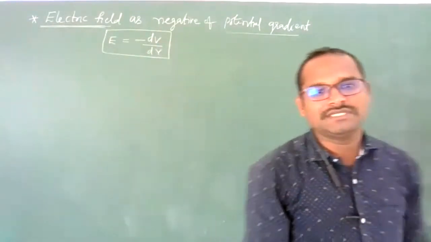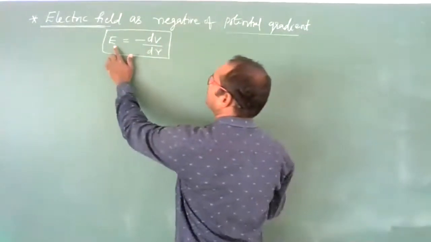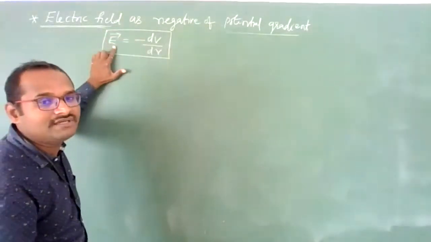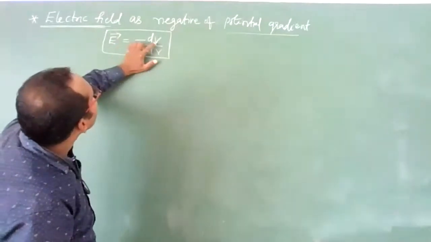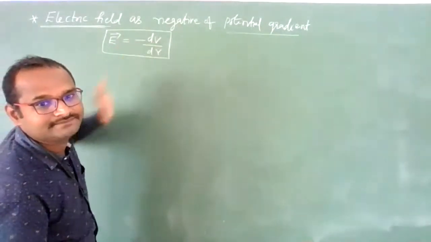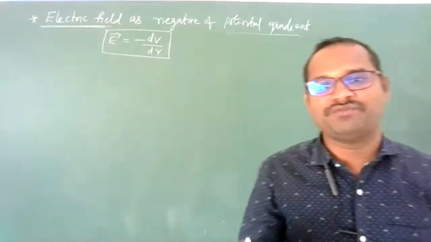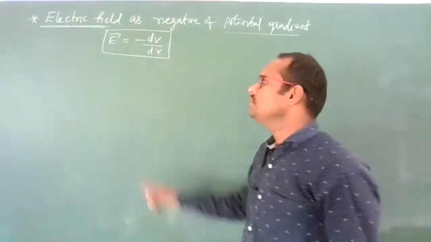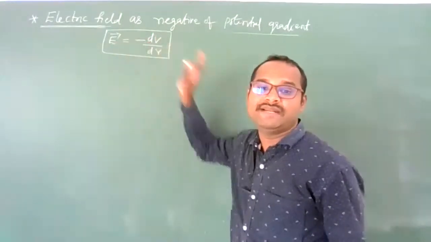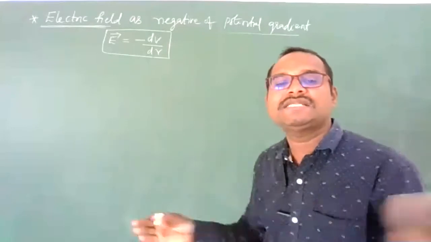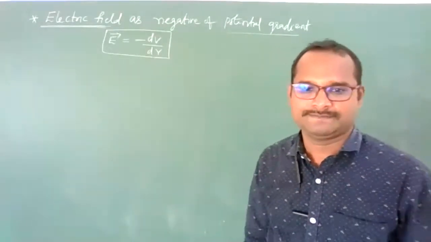Always remember that, students, electric field is a vector quantity. Electric field is negative of potential gradient. Sometimes they will ask you to show that electric field is negative of potential gradient, or they may ask you to show that E is equal to minus dV by dr. Very important derivation. r is the distance. Let us prove this one.